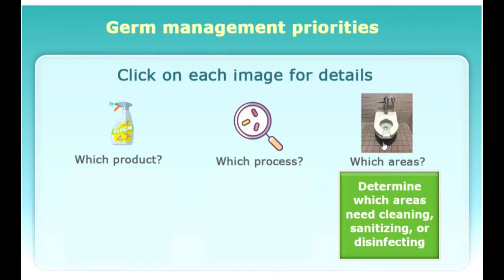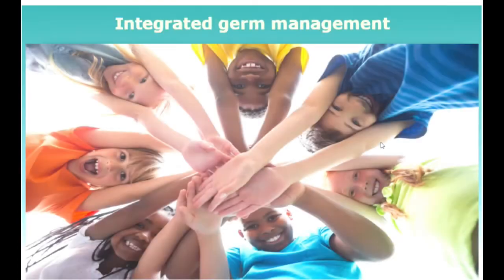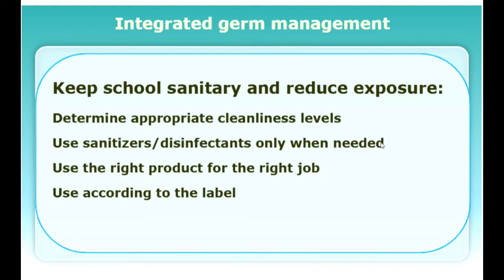Determine what level of cleanliness is needed in each location. First, identify those high-touch areas where germs are most likely to grow, like doorknobs. We can keep the school environment sanitary and also reduce our exposure to pesticides by determining the different levels of cleanliness needed, using sanitizers and disinfectants only when and where we need them, knowing what products to use to achieve the desired cleanliness level, and using those products according to their label.